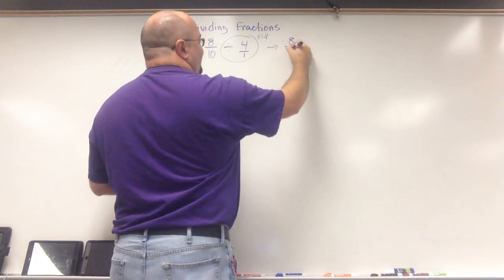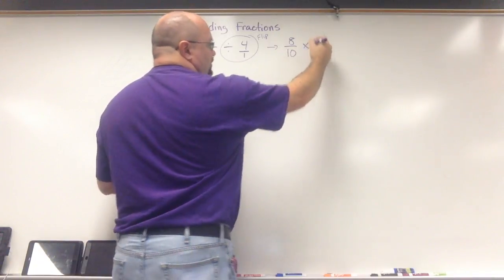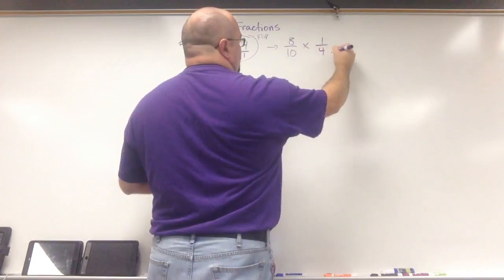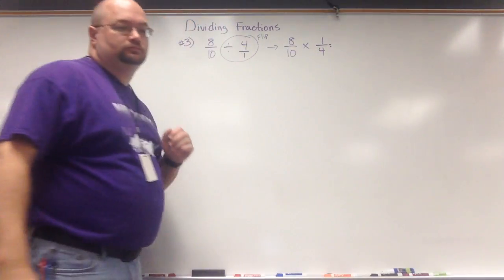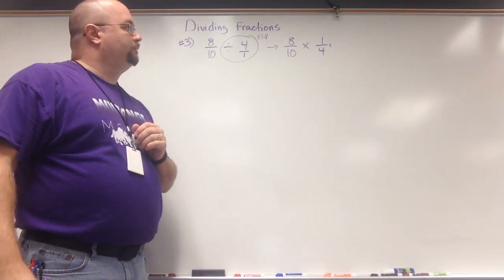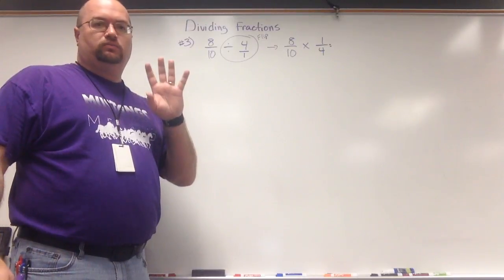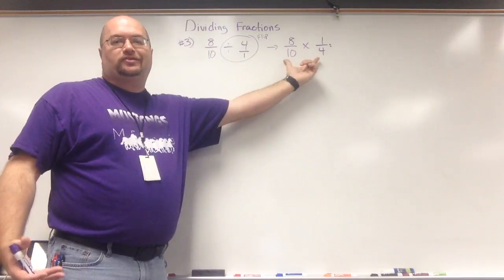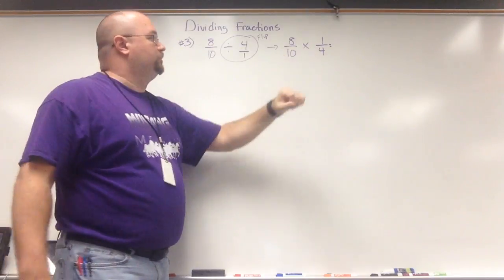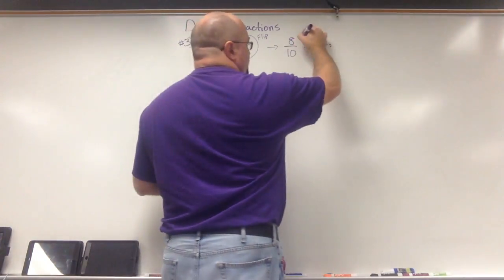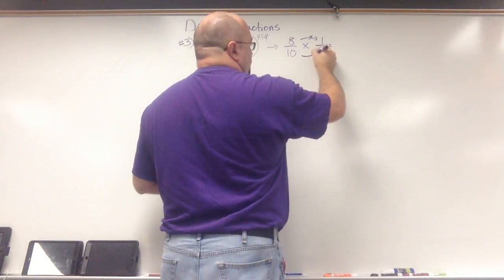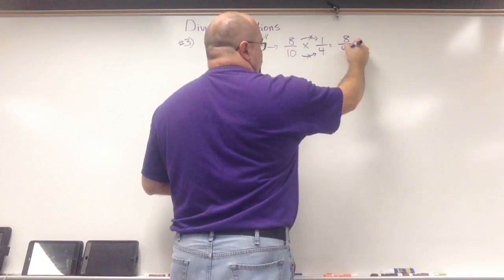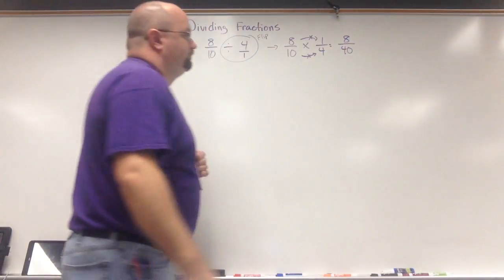So we'll end up with 8/10. Remember, since we flipped it, now we're multiplying. 8/10 times 1/4. Again, I know technically speaking we haven't done fraction by fraction, but you actually have been for the last 2 days, and you've been doing great with it. So we're going to multiply my numerators, and we're going to multiply my denominators, and we're going to get 8 over 40.